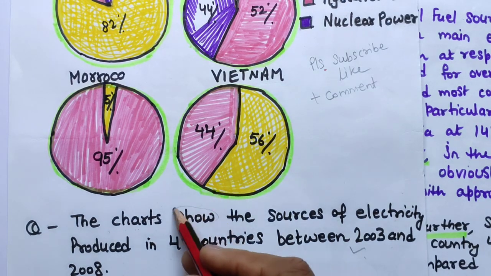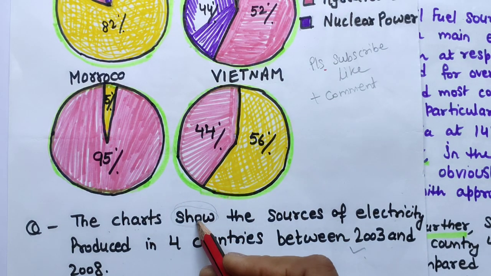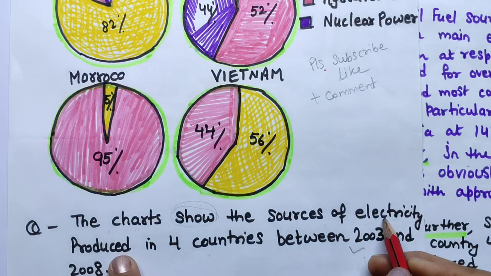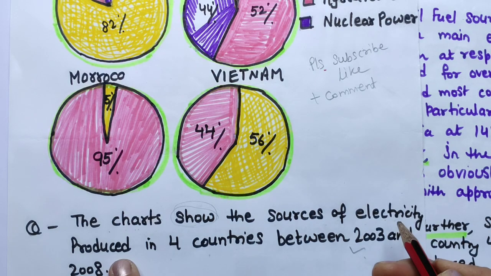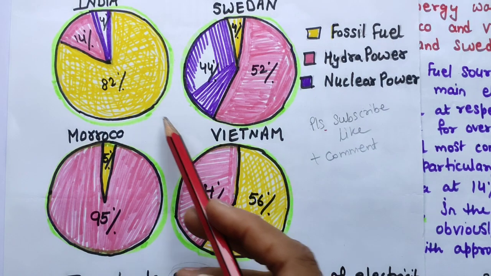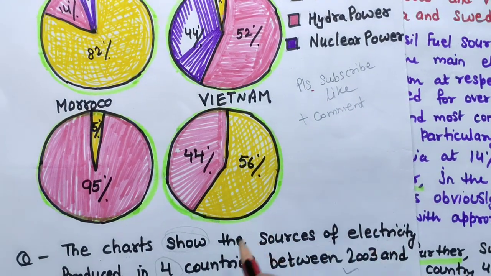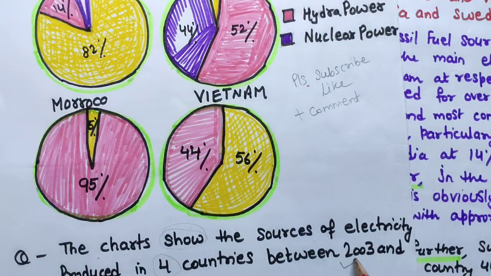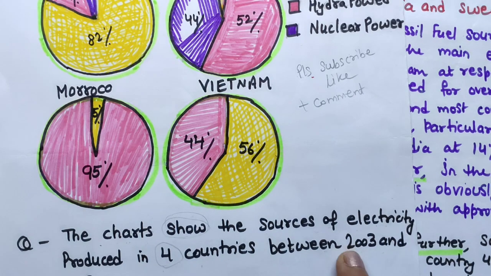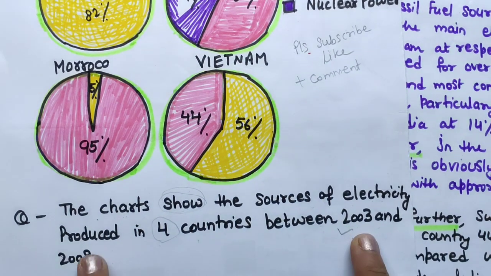Now you need to change this verb, and here also you can change something like electricity produced, you can write production of electricity, or electricity production also you can write. Instead of 4 you can write the 4 countries' names, India, Sweden, Morocco and Vietnam, and instead of between 2003 and 8 you can write consecutive 5 years. Okay, or from 2003 to 2008 you can write.